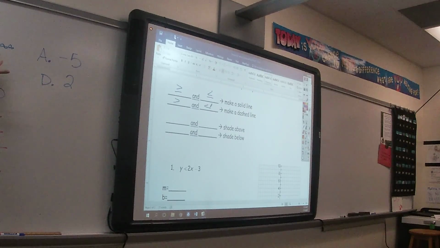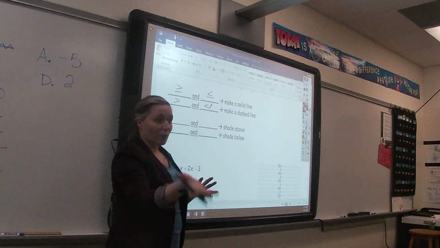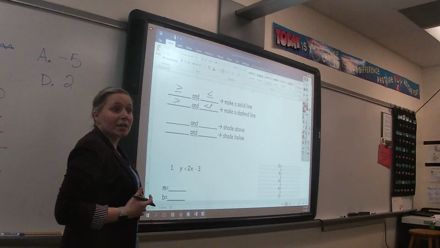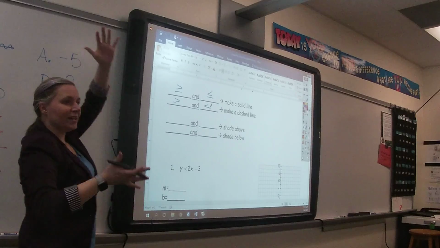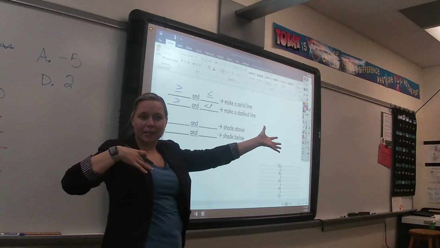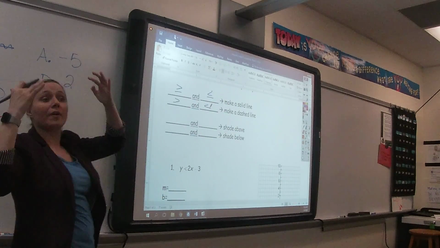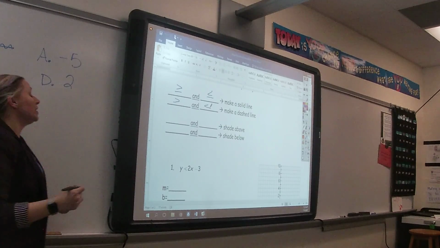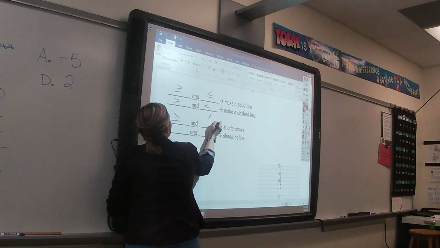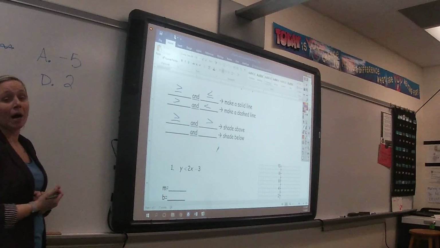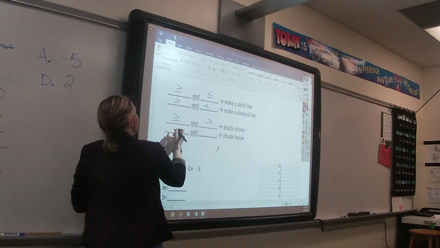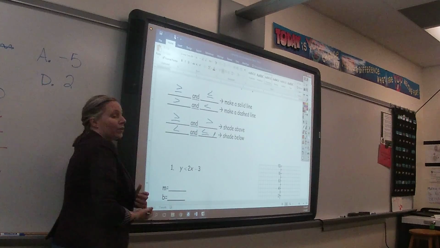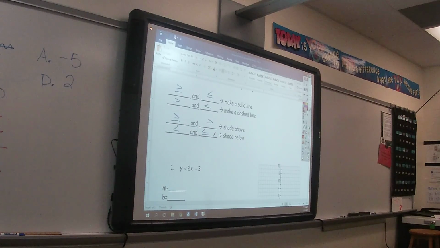Then also, when we graphed on the number line, we would shade to the right or to the left because we would be including all of those values greater than or less than. But now that we're on the coordinate plane, we don't just have right and left, we have above and below. So if it is greater than or equal to, we are going to shade above. And if it is less than or equal to, we are going to shade below.